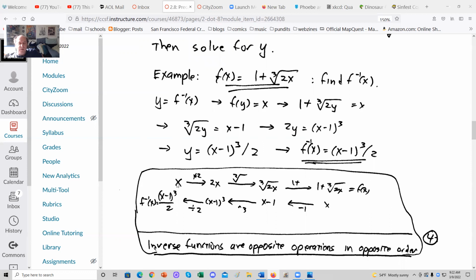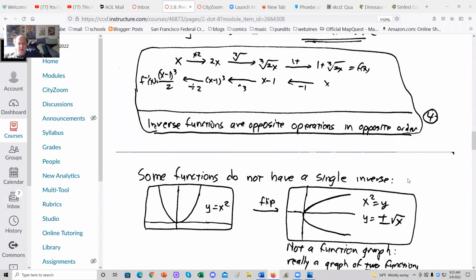To calculate f of x, you start with x, you double it for 2x, you cube root it for cube root of 2x, you add 1, so 1 plus cube root of 2x, and that's f of x. To find f inverse of x, you start with x, you subtract 1 from it for x minus 1, take it to the third power, x minus 1 cubed, and divide by 2, x minus 1 cubed over 2, like this. But notice, plus 2, divide by 2, cube root, cube, 1, plus, minus 1. These are inverse operations, but they're in the opposite order. So inverse functions are opposite operations in the opposite order.